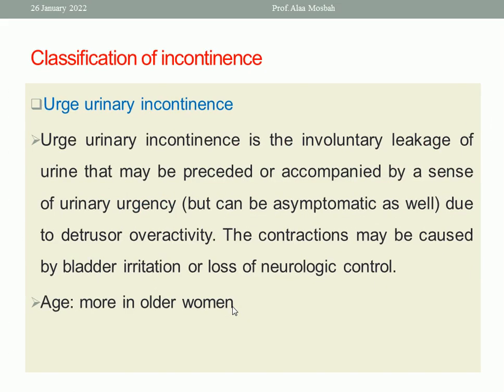What about urge urinary incontinence? It is the involuntary leakage of urine that may be preceded or accompanied by a sense of urinary urgency, but can also sometimes be asymptomatic. Why does it happen? Due to detrusor overactivity. The contractions may be caused by bladder irritation or loss of neurologic control. Which age is common in urge incontinence? Older women, especially women above 60. So, stress urinary incontinence is in younger women at the age of 45, while urge incontinence is very common in older women above 60.